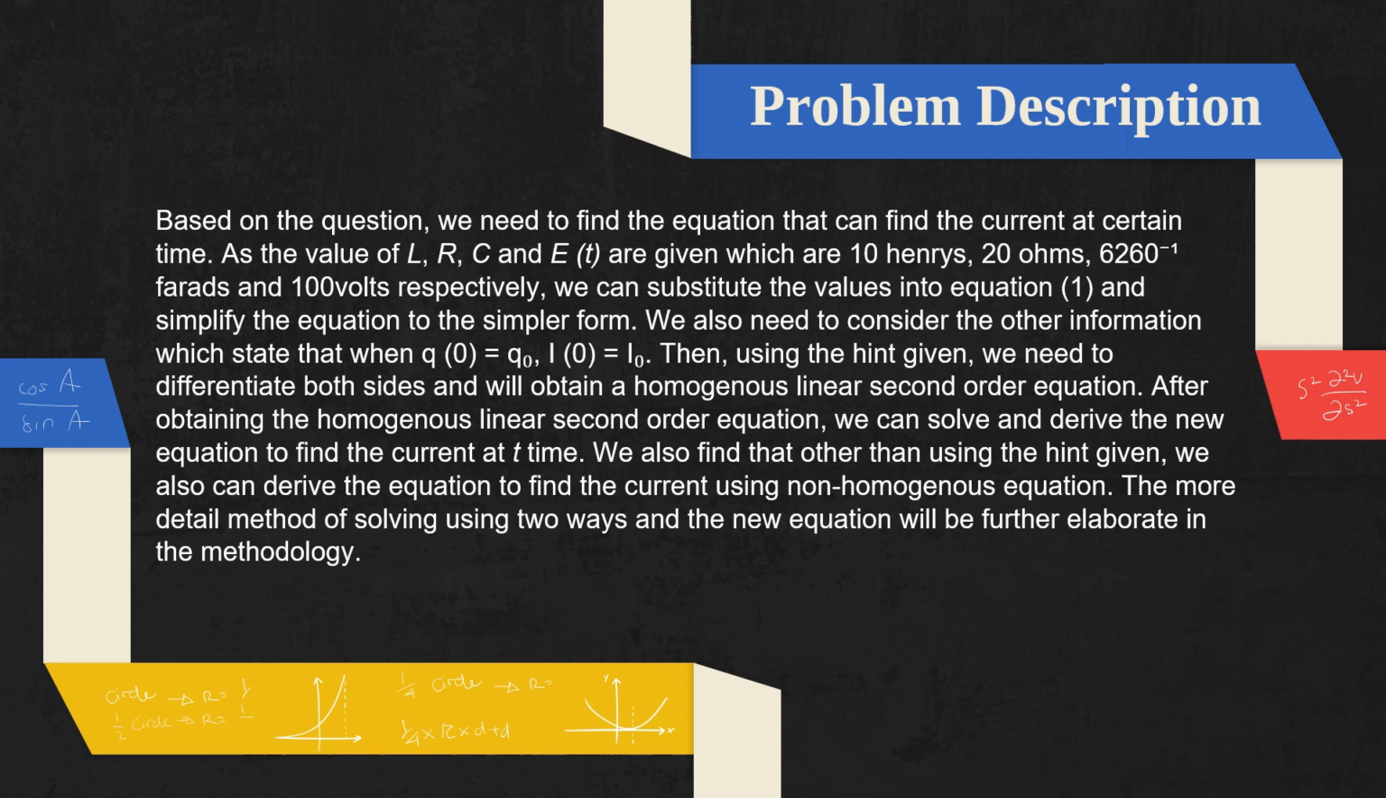Then we need to differentiate both sides and we will obtain a homogeneous linear second order equation. So after obtaining the homogeneous linear second order equation, we can solve and derive the new equation to find the current at time t. We also find that we can solve the equation using another method, which is the non-homogeneous equation. The more detailed methods of solving using the two ways will be further elaborated in the methodology. So I will pass to Harshini.